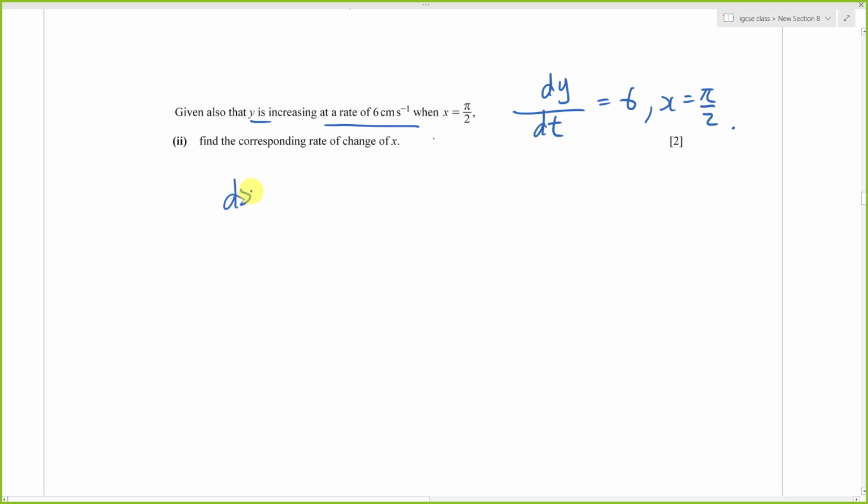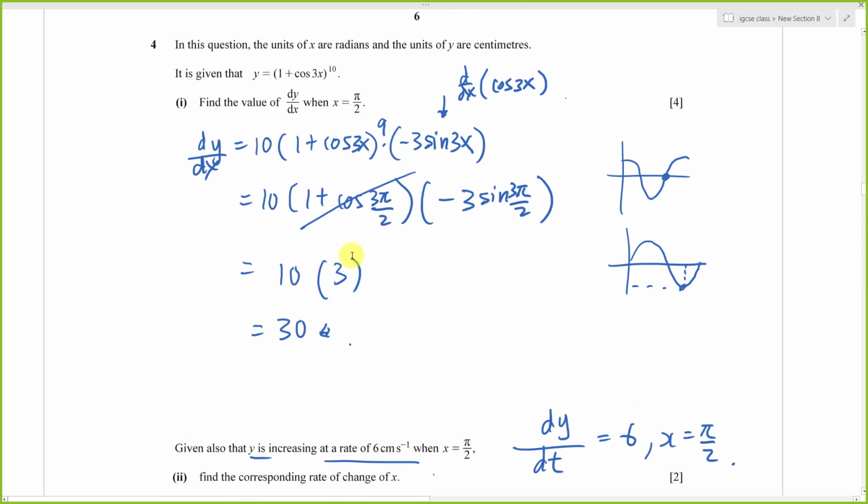So that means they ask about dx/dt. I need to form the chain rule by myself. This one will be dx, this one will be dt, and the middle one is definitely dy to fill in the blank. So dy/dt I already have, it's just 6. But I don't have dx/dy. But I have dy/dx, right?